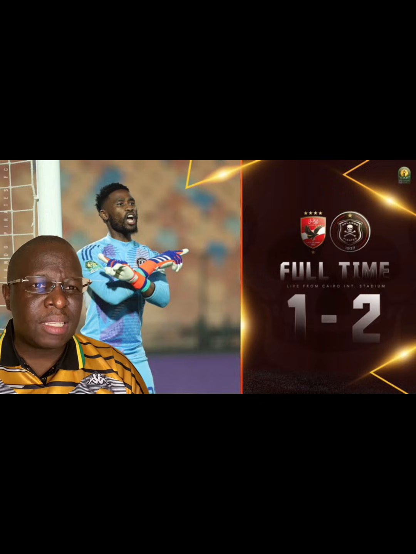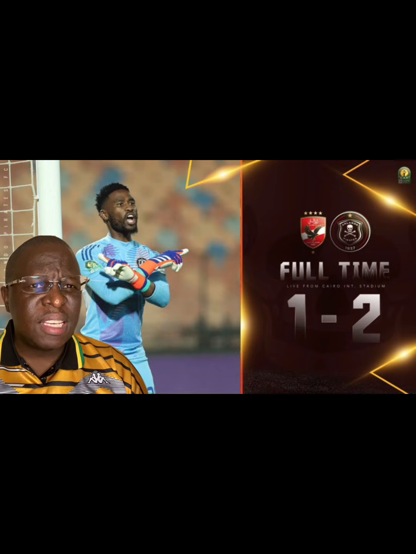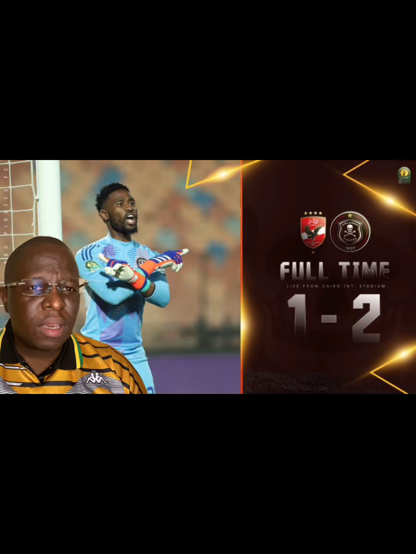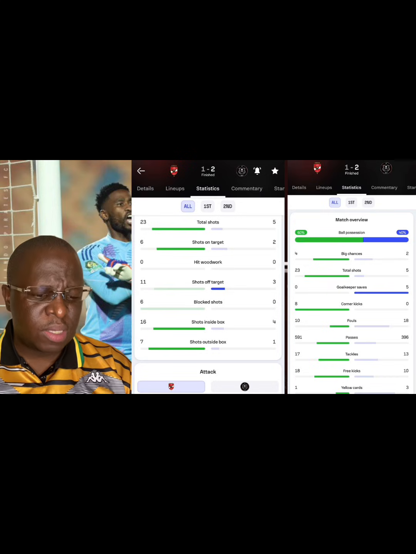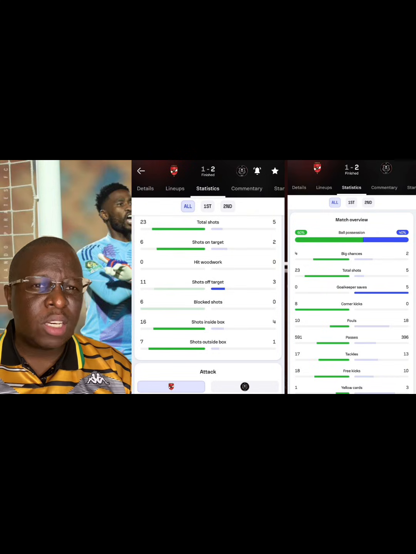Maybe let's dissect the game, Buffett, tactically. But I honestly think that this particular match was dominated by Ahly. If you look at the stats, ball possession was 60-40, big chances created 4-2, shots on target 6-2.